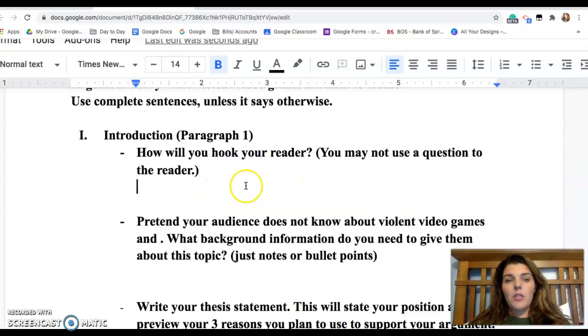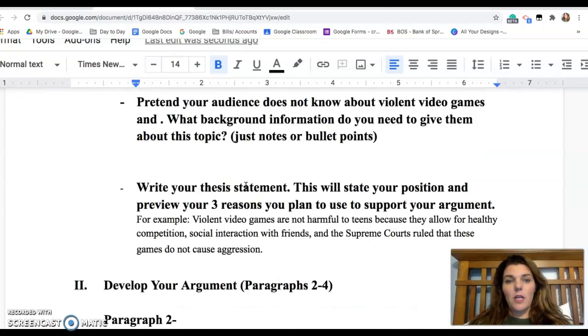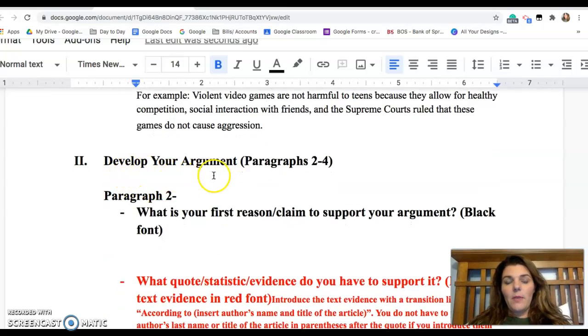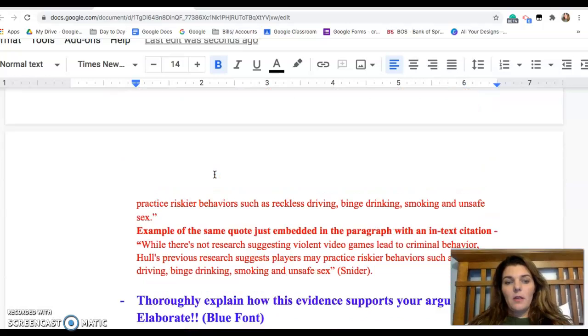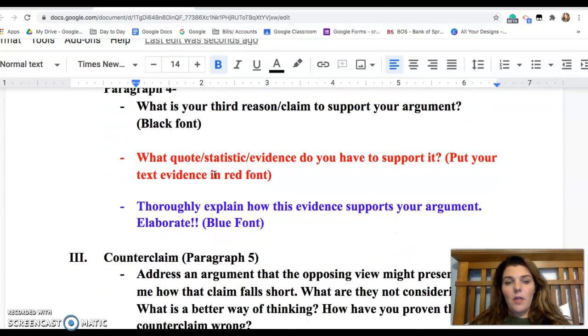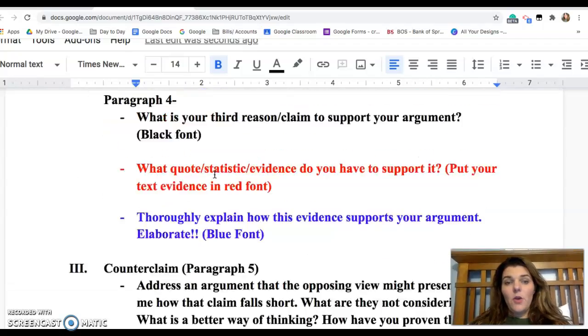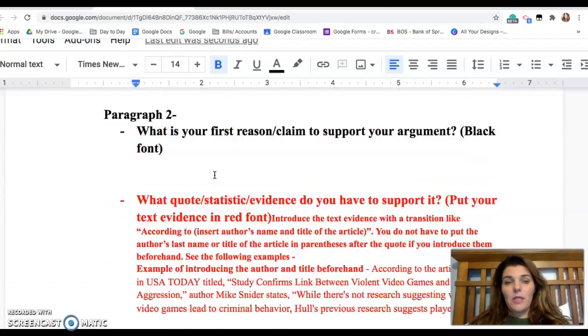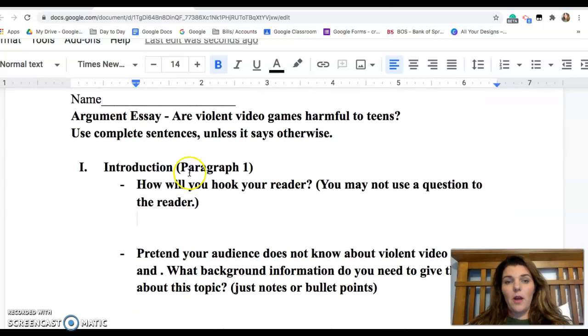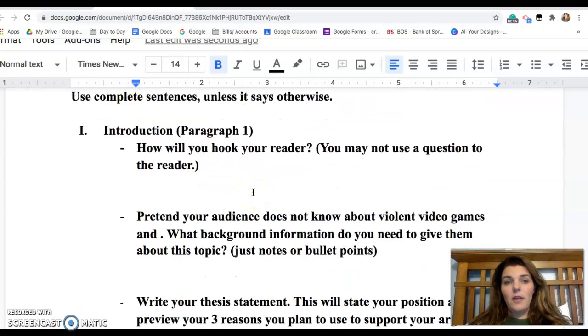But the first question, there's 4 parts. There's the introduction, there's the development of your argument, then there's the counterclaim, and then there's the conclusion. So what this is going to actually end up totaling is 6 paragraphs. So the first paragraph is your introduction.